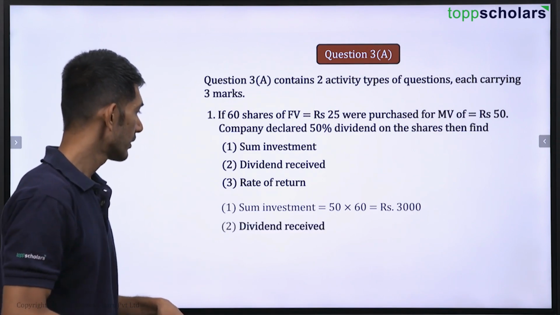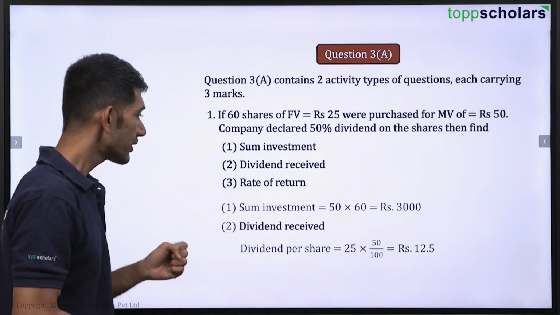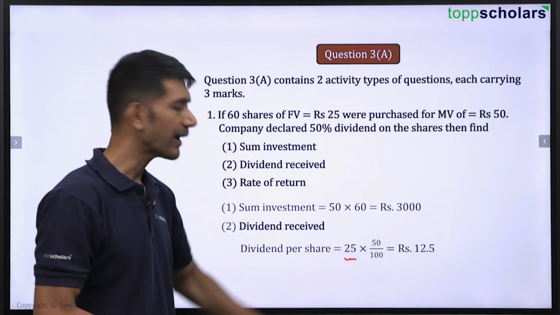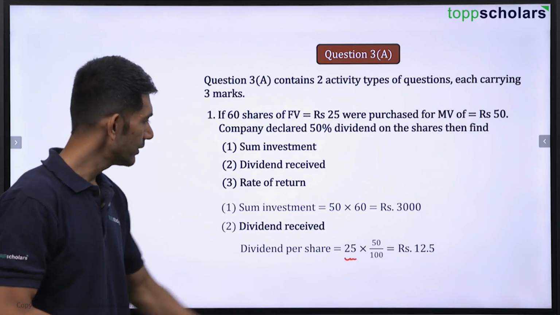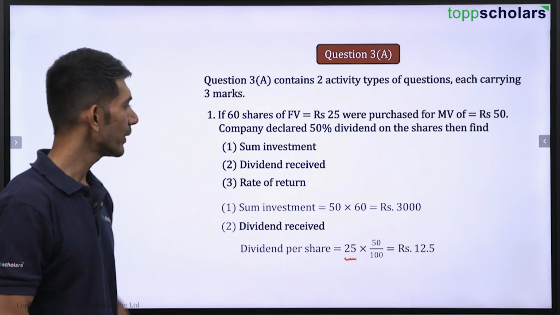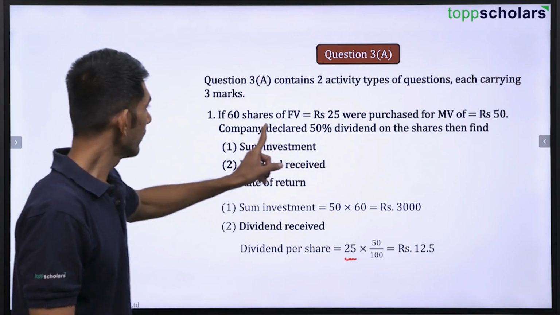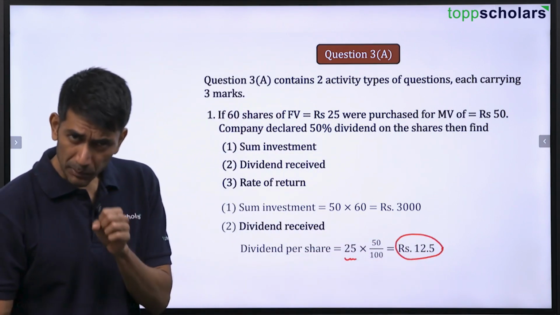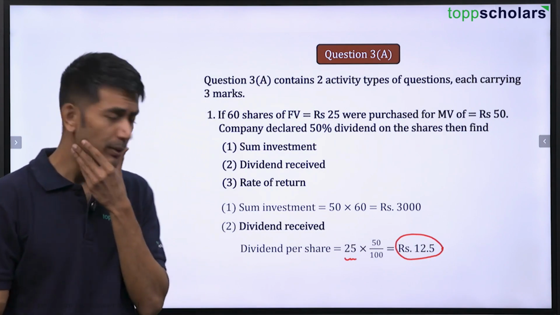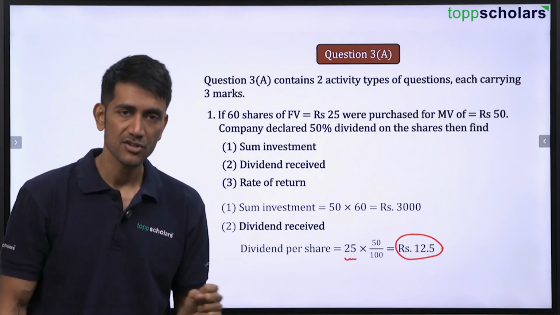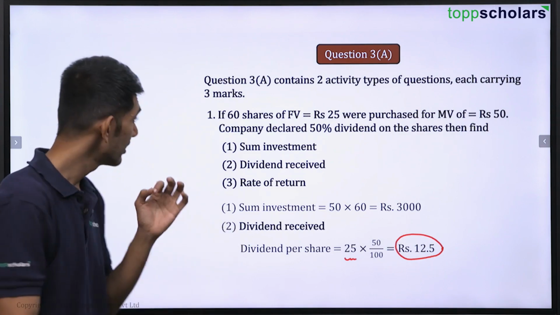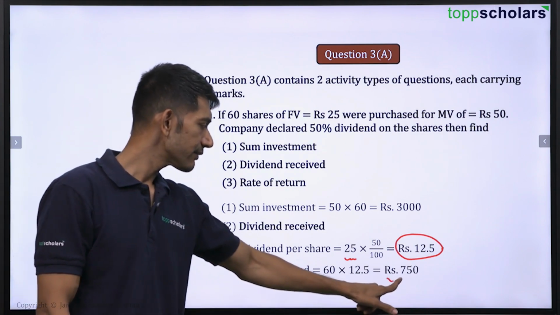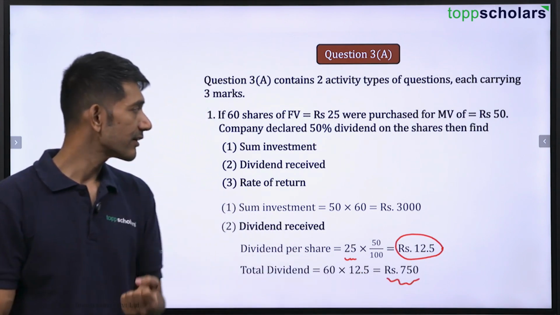Now, dividend received. So dividend is received on the face value, not the market value. That is 50% of 25. So 50% of 25 is 12.5 rupees. But is 12.5 rupees the total dividend? No, because not only one share was purchased. How many shares were purchased? 60. So into 60. So can I say 750 rupees is the total dividend received?